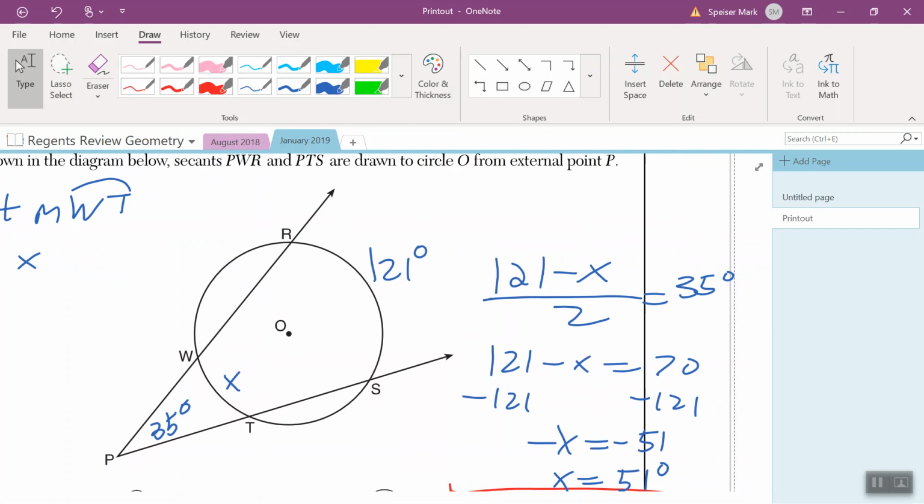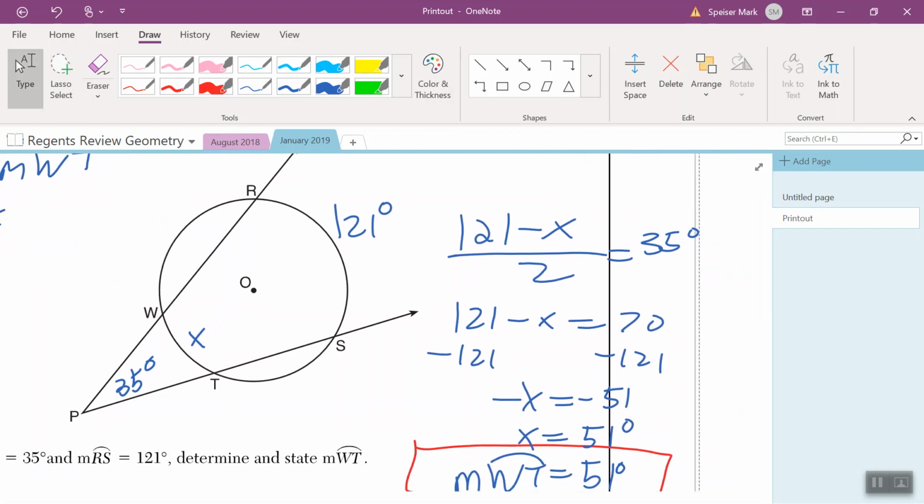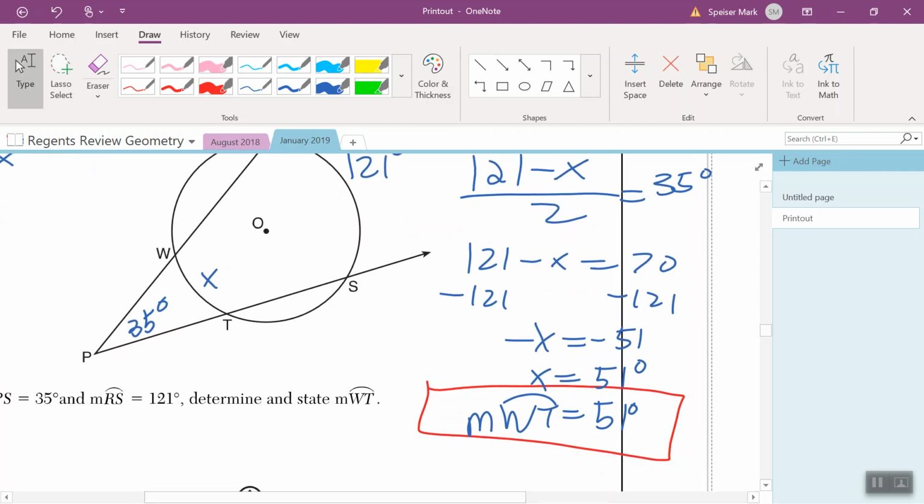Solve for x. Multiply both sides by 2. Get 121 minus x equals 70 degrees. Subtract 121 degrees on both sides. Get negative x equals negative 51 degrees. Change to positive, so x equals 51 degrees. And replace your answer where it needs. The measure of arc WT is 51 degrees.